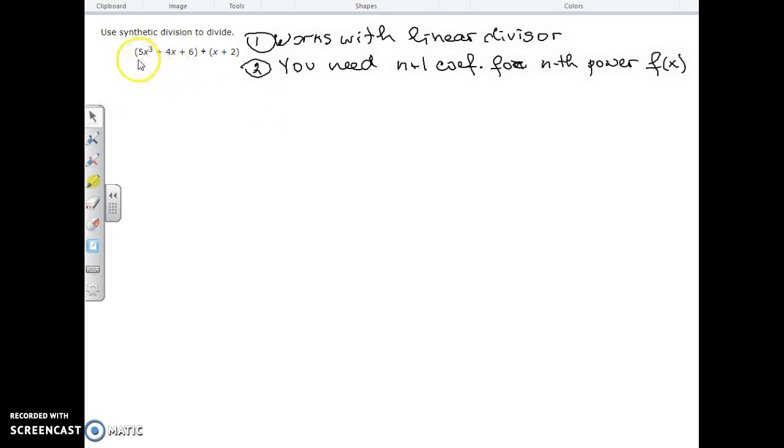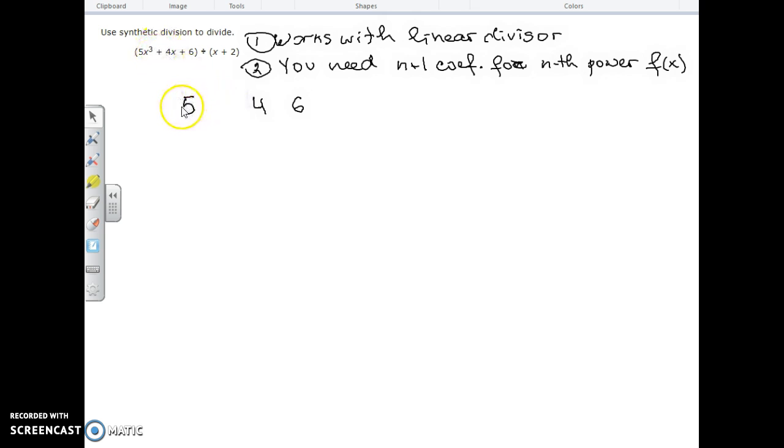For example, here we have a cubic function. That means that our function is to the third power. We need to have 3 plus 1 coefficients. We need to have a total of 4 coefficients. If I were to simply write down 5, 4, and 6, I can easily see that I only have 3 coefficients and I am missing one. The one that is missing is x squared.